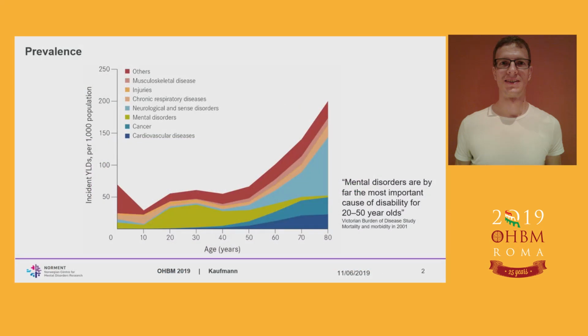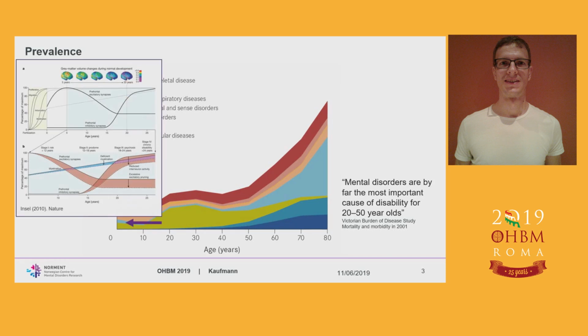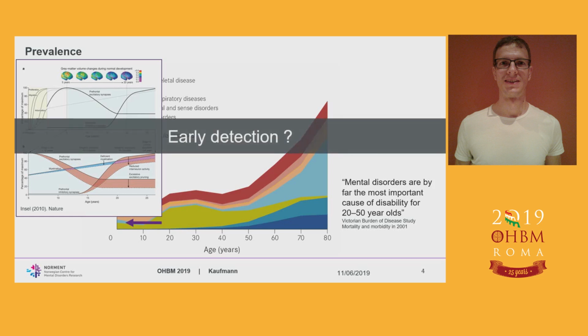As you all know, mental disorders are by far the most important cause of disability in 20 to 50 year olds. And many of these disorders actually originate earlier in life, during development in childhood and adolescence, long before the outbreak of severe symptoms, and definitely before we detected and diagnosed the disorders. So what we would ideally like to do at some point, that's the hope for the field, is that we can use MRI for an early detection of individuals at risk before the outbreak of these severe symptoms.